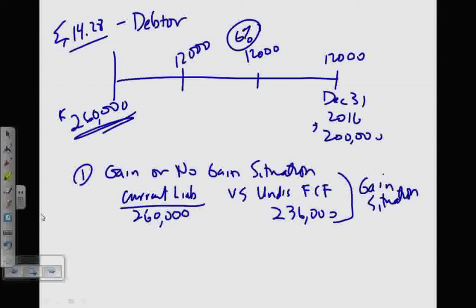And the journal entry from the perspective of the debtor in this situation is going to be just to reduce the liability by $24,000 and recognize a gain. So debit the liability, consolidate into a payable, debit $24,000 liability, and credit gain on modification, $24,000. So that difference is the gain.